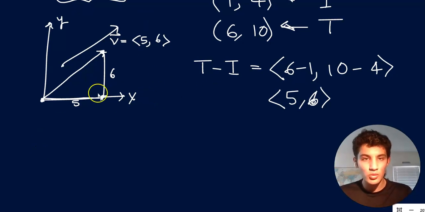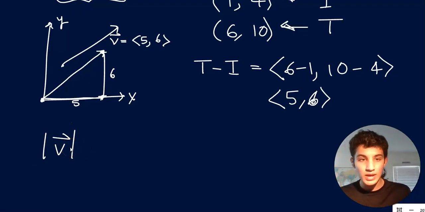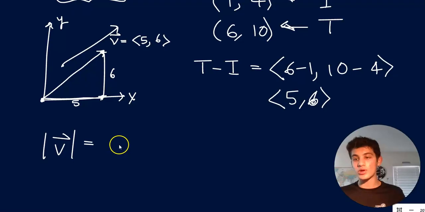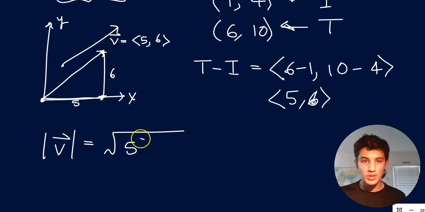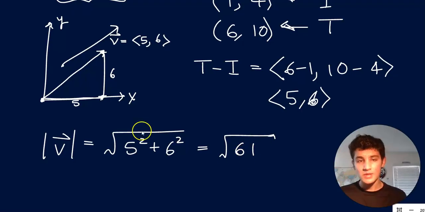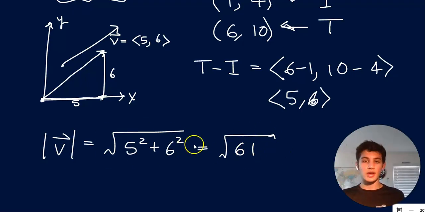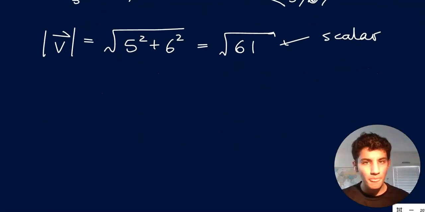So the magnitude, which you denote by putting lines around the vector, is now going to be a scalar quantity. Why? Because we're just getting a magnitude. There is no direction involved. This is going to be the square root of 5 squared plus 6 squared. That's 25 plus 36, so that is the square root of 61. And again, this is not a vector. This is a scalar because it's just the magnitude. Okay, so that's one thing.